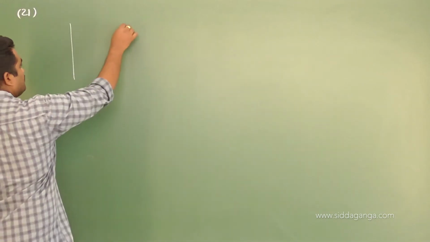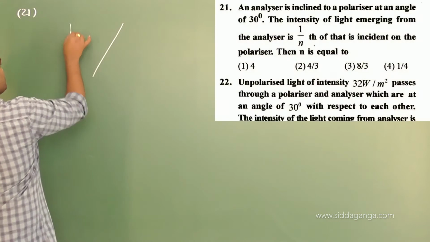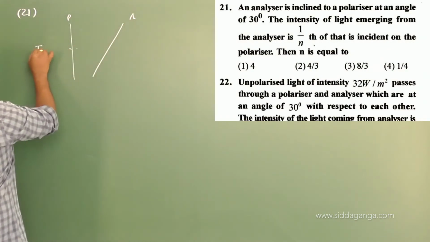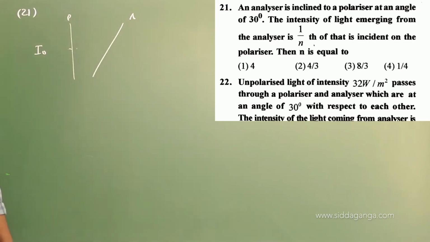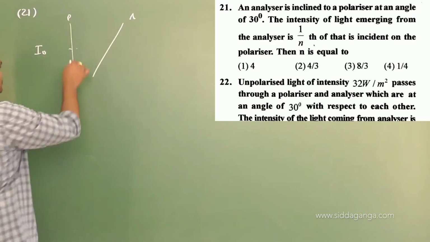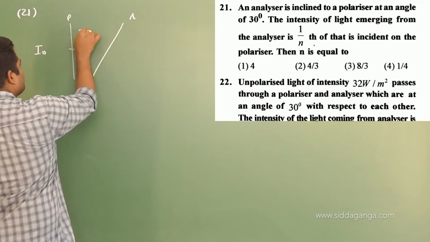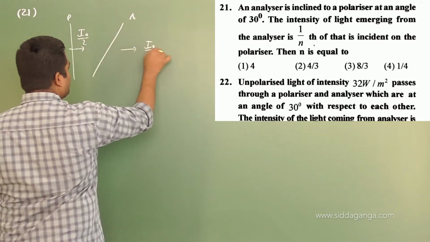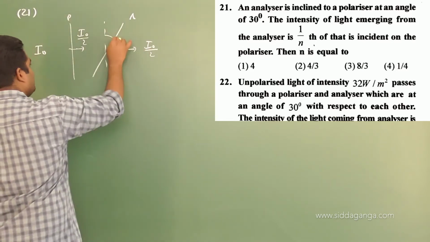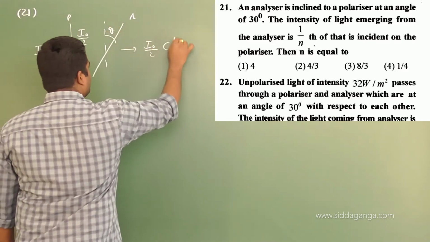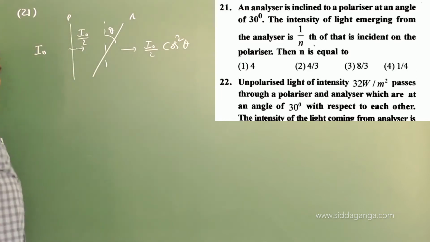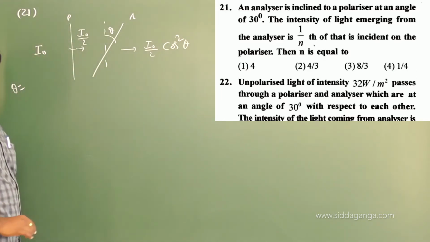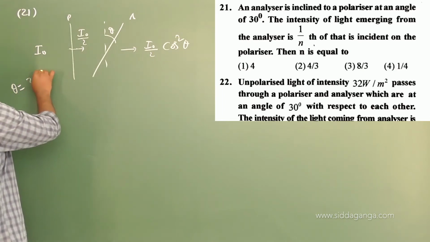See, if this is the polarizer and this is the analyzer, let us say I naught is incident here. If I naught is incident, how much is going to pass through the polarizer? No doubt, we know it is I naught by 2. After passing through this one, it is I naught by 2 into, let us say this angle is theta, cos square theta, we have studied. What is the value of theta they have given? Theta is 30 degrees, they have given.